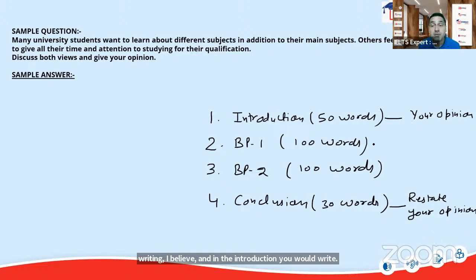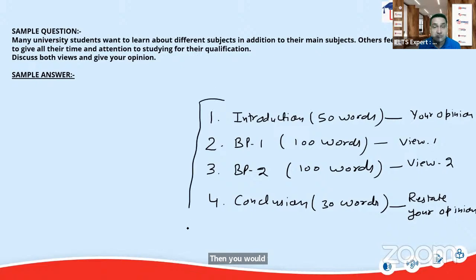Body paragraph 1, you would write view 1. Then you would write view 2. So this would be our structure. This would be our framework. Now, I would not suggest that you look at the topic and start writing right away. So you should be going through these 3 steps when you write.